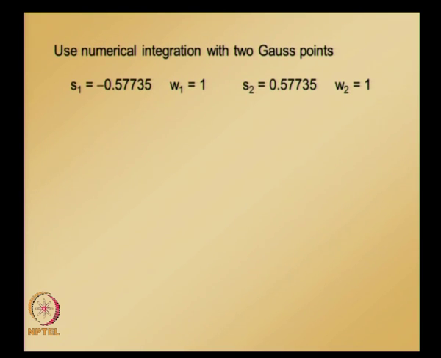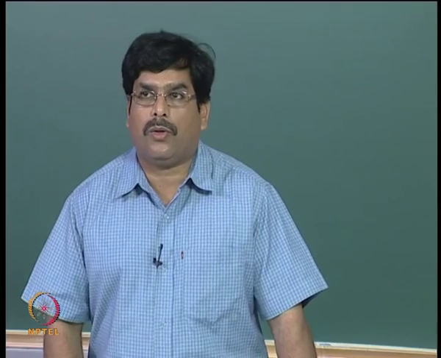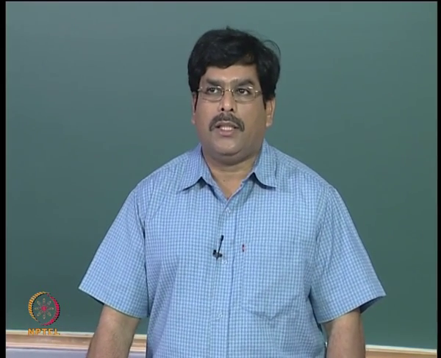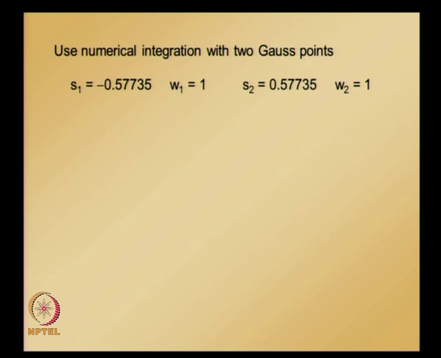So to derive the element equations for element 1, we need to evaluate some of the integrals between -1 to 1, kk, kp, such kind of integrals. So we will be using numerical integration to evaluate these integrals with 2 Gauss points, adopting 2 Gauss points. The coordinates and weights of each of these Gauss points are indicated there.